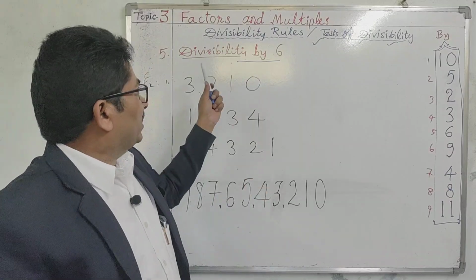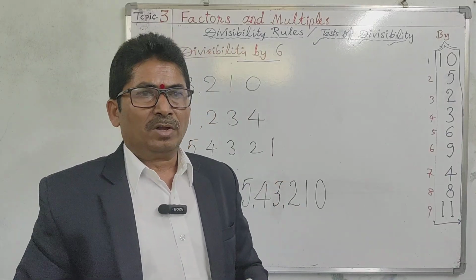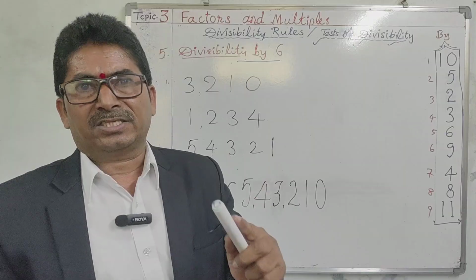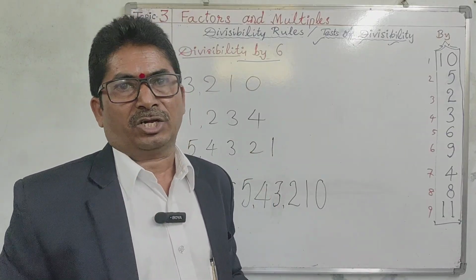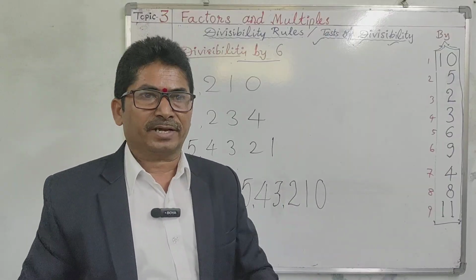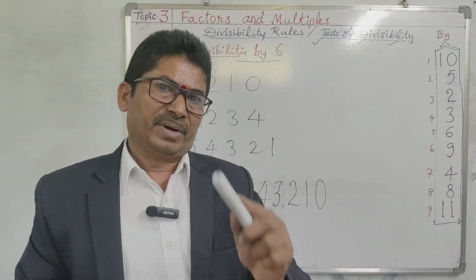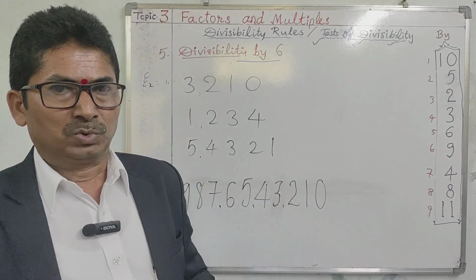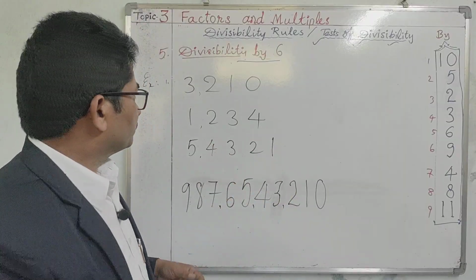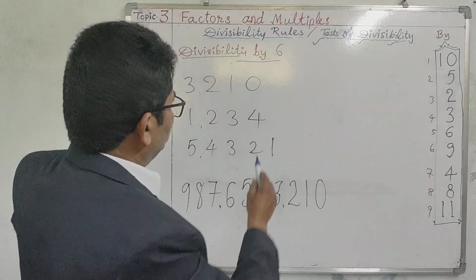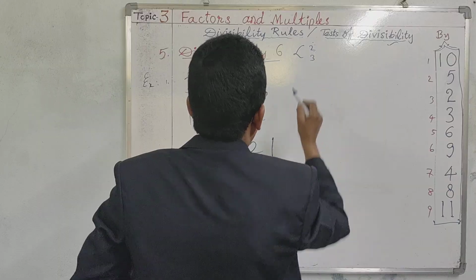Next, divisibility by 6. Fifth one, divisibility by 6. If a number is exactly divisible by 2 and 3, then the number is exactly divisible by 6. Once again, if a number is exactly divisible by 2 and 3, then it is exactly divisible by 6. To understand this rule, we have a few examples here.